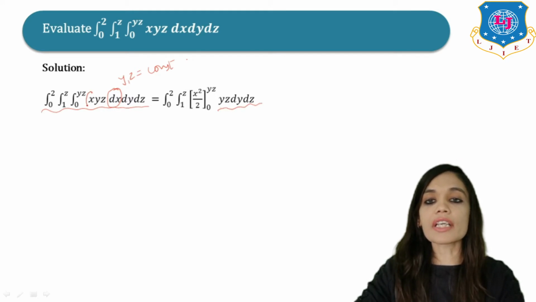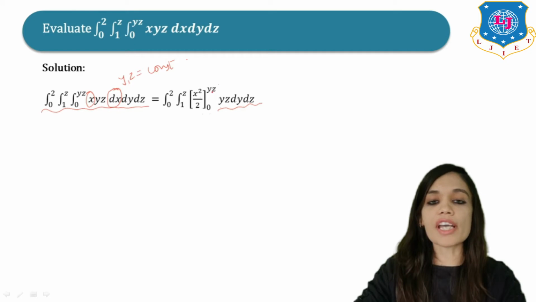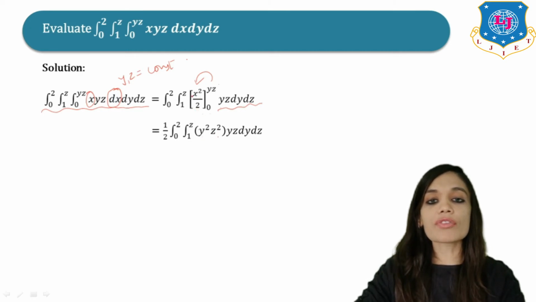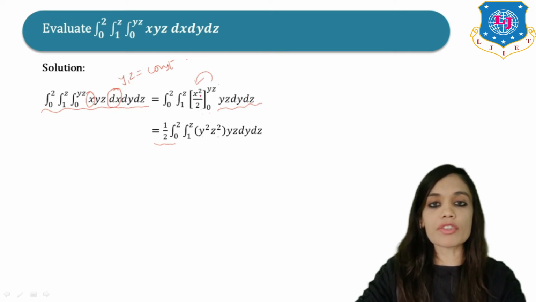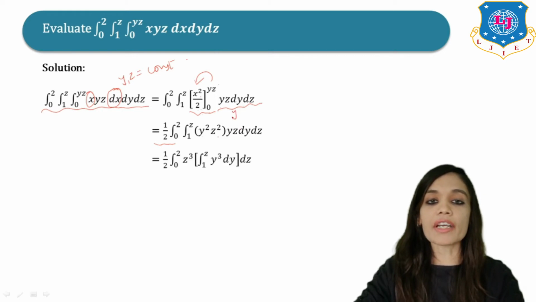Our integration of x will be x square by 2, and your limits are 0 to yz. Now we will put the limit in place of x. What we will get is y square z square, and we will take out the 1 upon 2 outside. If you put 0 in place of x, the whole term will become 0. Now simplifying this, we will get y cube z cube.